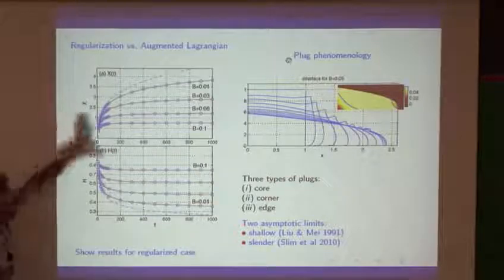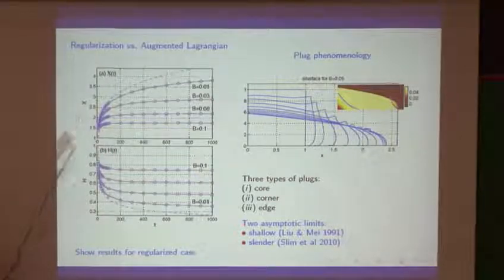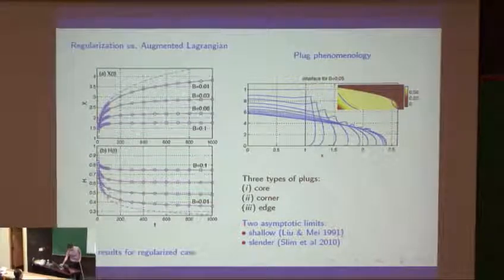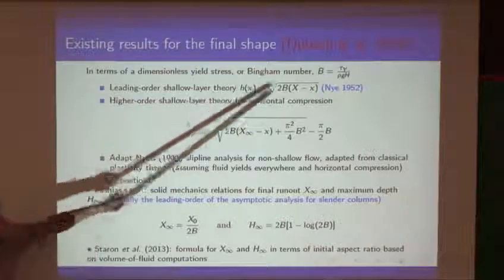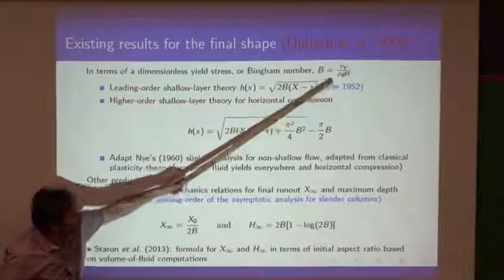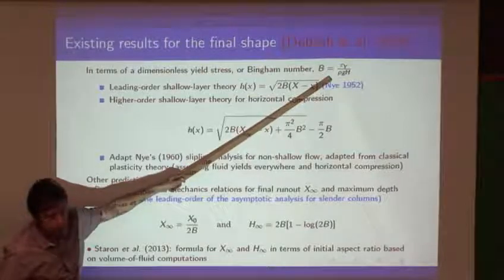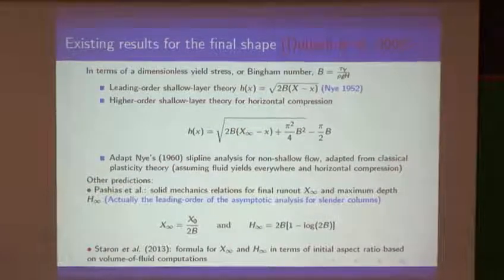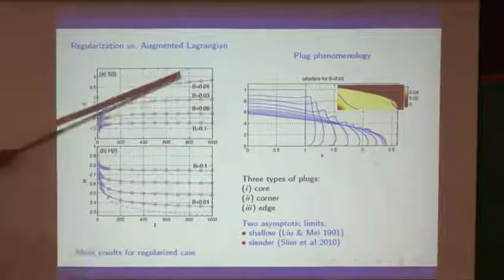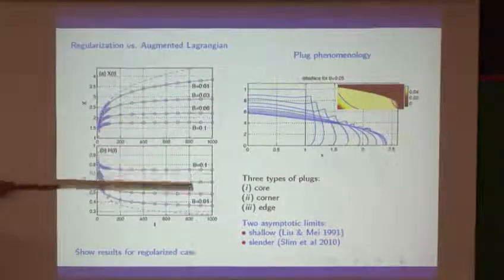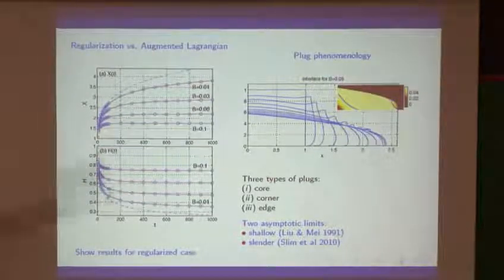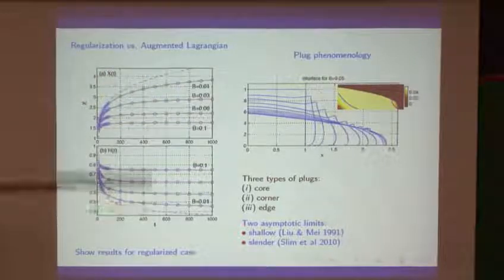Okay, so a few more results. This is the runout and the maximum depth as a function of time for a set of different Bingham numbers. So I have the yield stress. I'm non-dimensionalizing the problem, and I'll loosely refer to this thing as the Bingham number. Some people might not like that. Anyway, so this is for different values of the dimensionless yield stress. This is the Newtonian case.